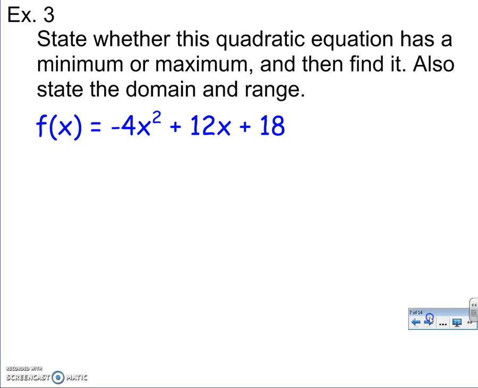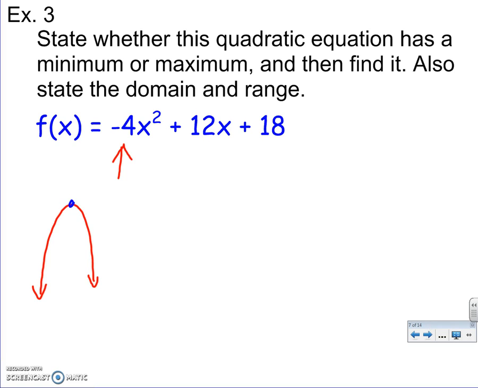So for the last example, state whether this quadratic has a minimum or maximum, and then find it. So we got to find the vertex, and then state the domain and range. When you do domain and range, graphing the picture will help you a lot. So first, I see that this number in front of x squared is negative. If it's negative, the picture is an upside down U. It's flipped. All upside down U's have a top, which we call a maximum. So this has a maximum.